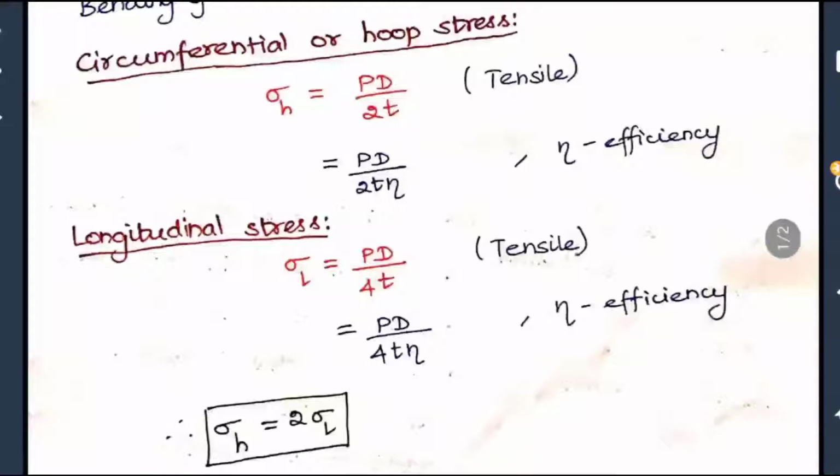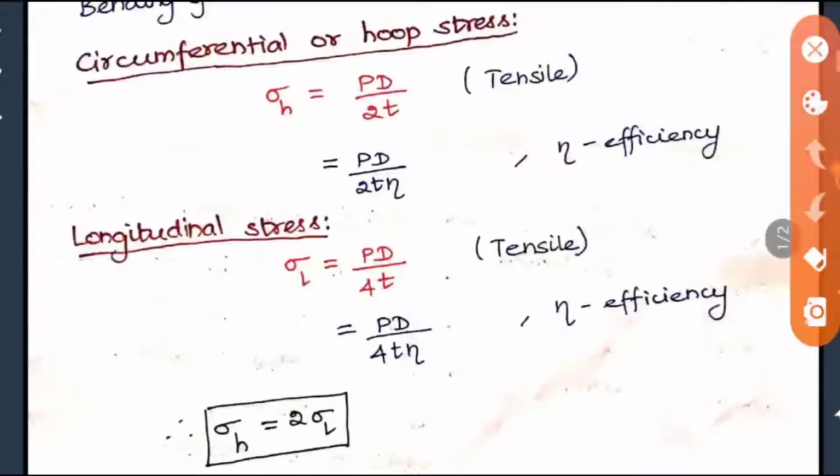If it is longitudinal stress, it is PD by 4T. Actually this is formed by equating the equilibrium conditions of the forces acting along the shell, and all that is not necessary, so we can directly study this formula, it is enough. For hoop stress it is PD by 2T, for longitudinal stress it is PD by 4T. From this you get a relation that the hoop stress will be equal to twice the longitudinal stress. This is an important point to be noted.